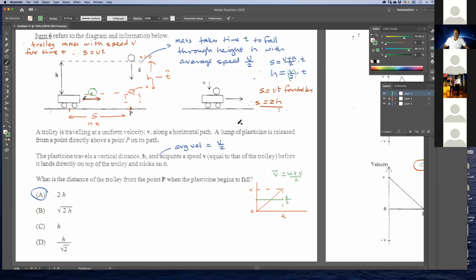So you could just re-explain how you get s is equal to vt. How I got s is equal to vt. All right, so this trolley is moving. Let's call the distance of the trolley... They tell us that the plasticine is falling through a height h, so we can't use h. s is the distance that the trolley is moving. We do not know what s is. That's what we want to find at the end of the process.